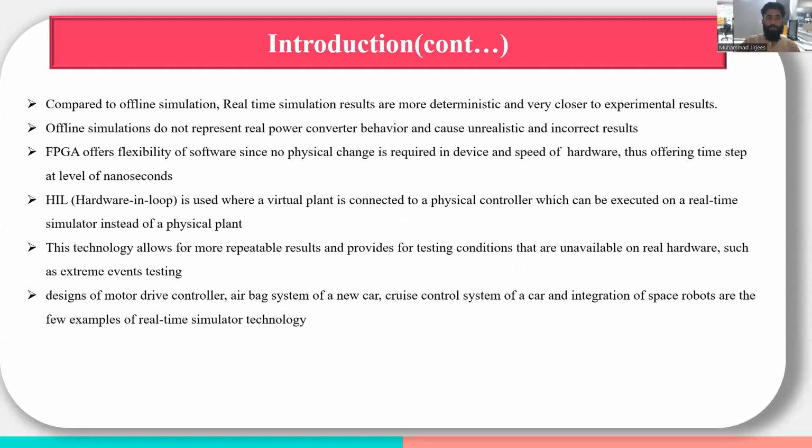And hardware in the loop is used where a virtual plant is connected to a physical controller, which can be executed on a real-time simulator instead of a physical plant. This technology allows for more repeatable results and provides testing conditions that are not possible on real hardware, such as extreme events testing. Designs of motor drive controller, airbag system of a new car, cruise control system of a car, and integration of space robots are a few examples of real-time simulation technology.